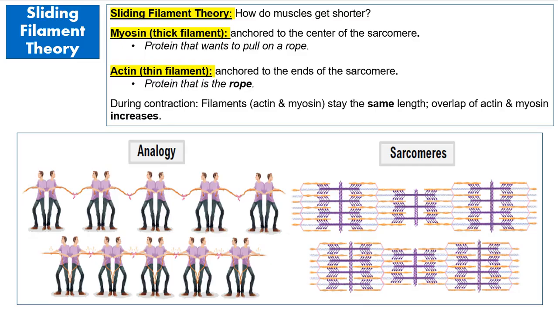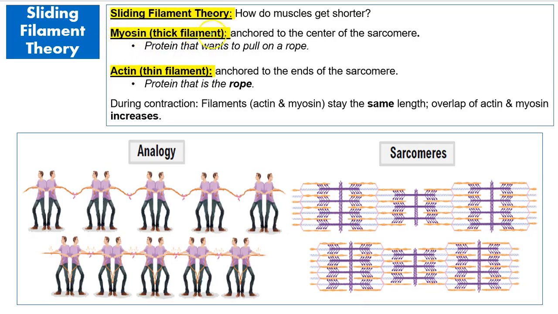Well, now we're going to get into more details because we're going to use the sliding filament theory to help us understand how muscles get shorter. We know that if the muscle gets shortened, then it is also contracting. So for those details, we have to understand the proteins themselves. So first, we talk about myosin.